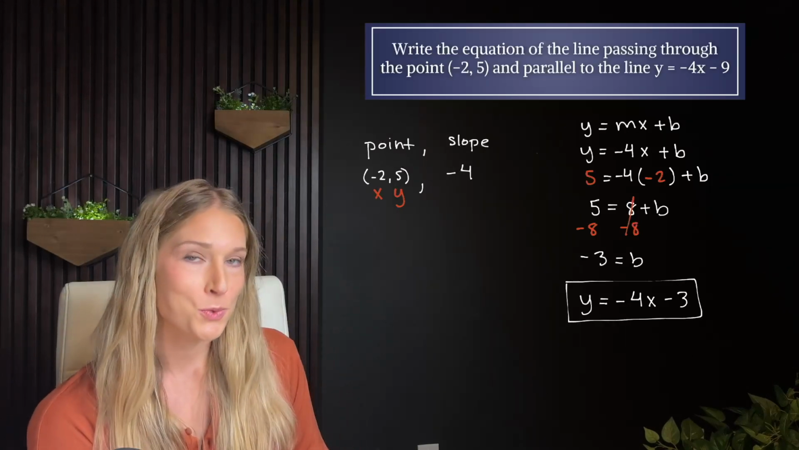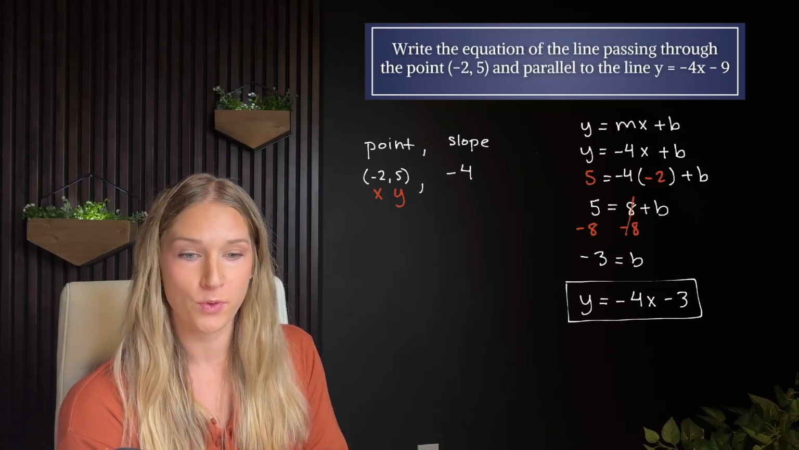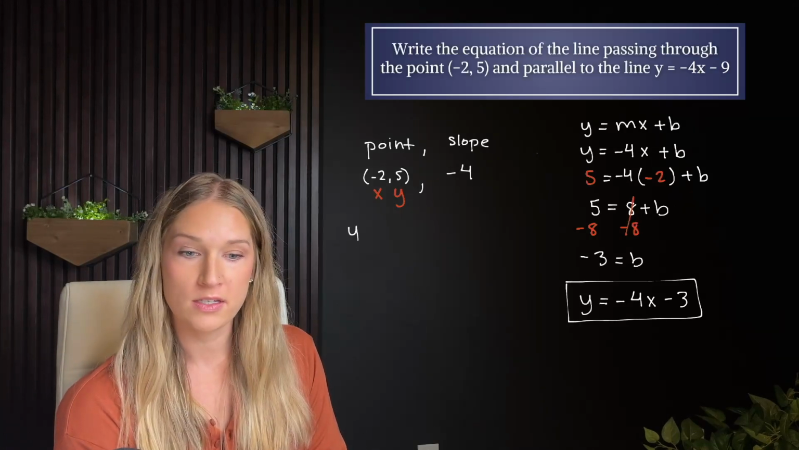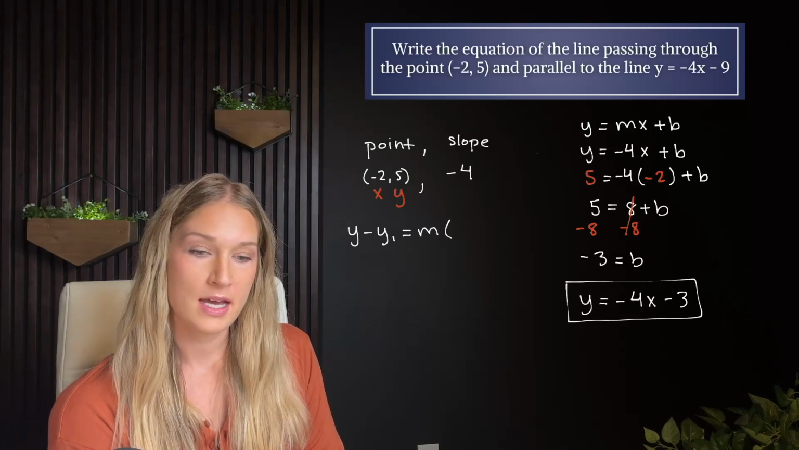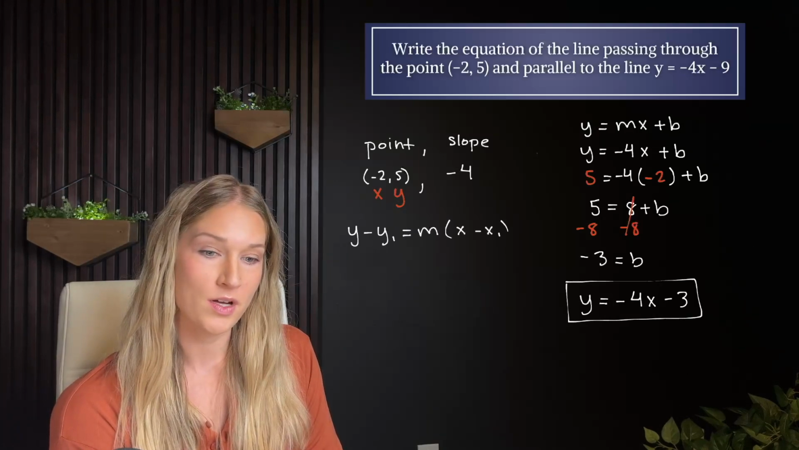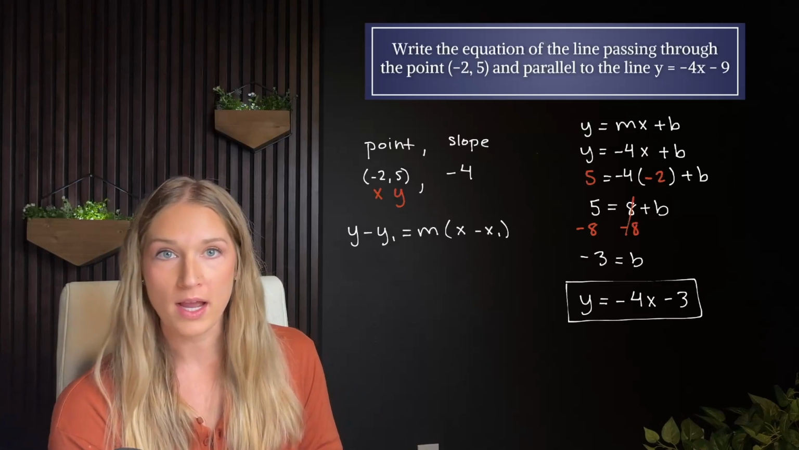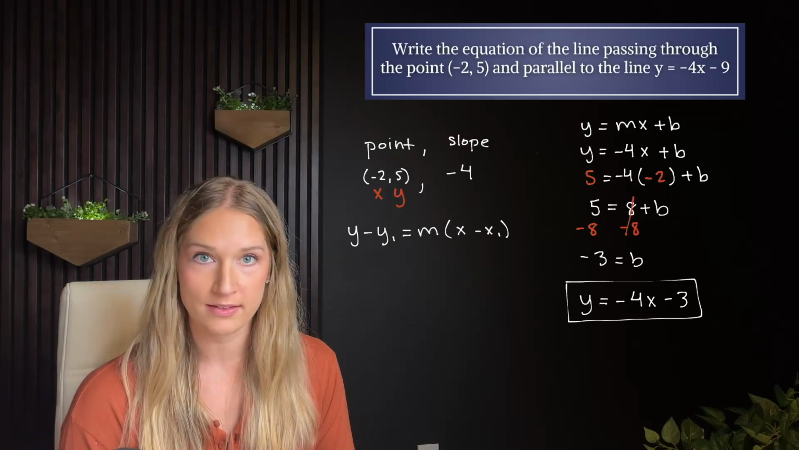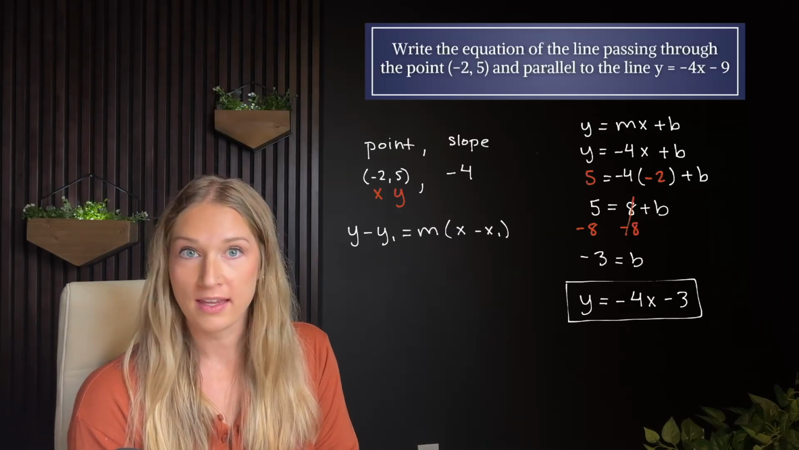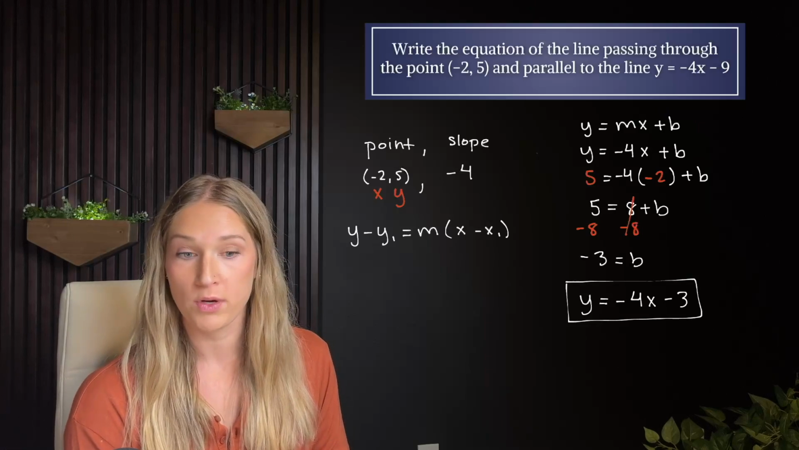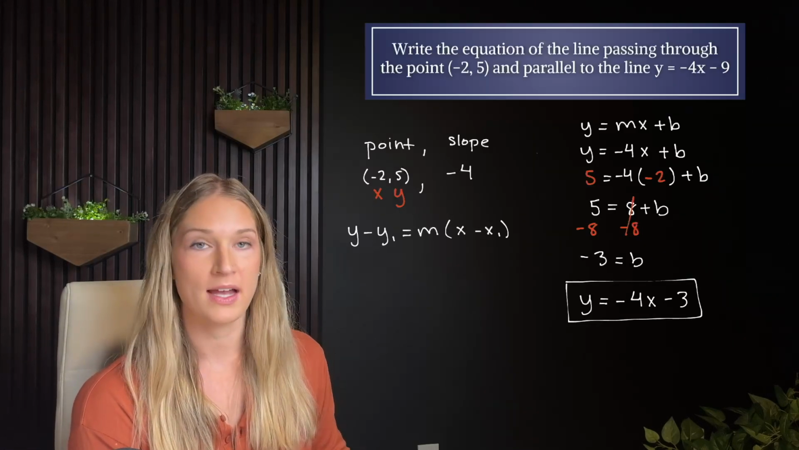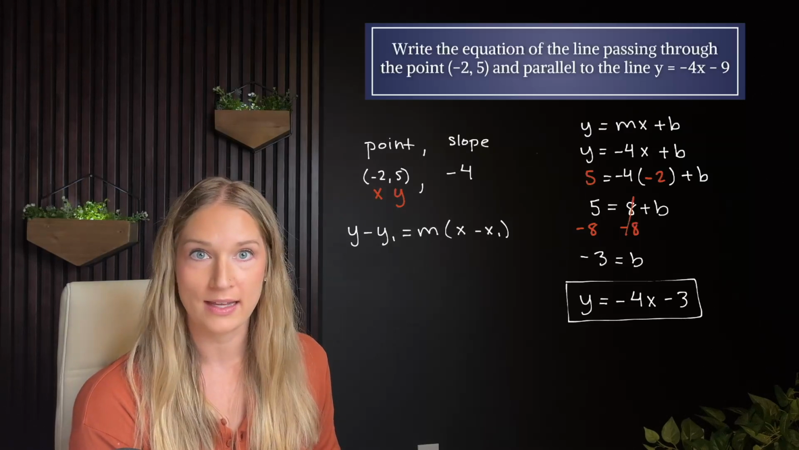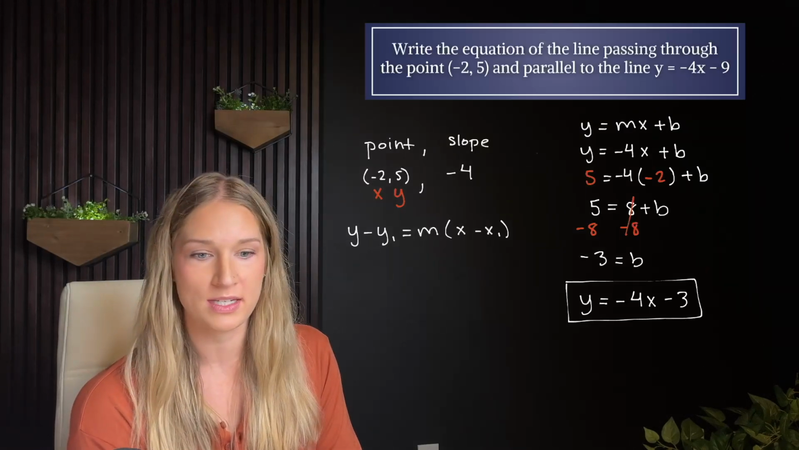Now option 2, you may have learned point slope form. Point slope form is the equation y - y1 = m(x - x1), where x1 and y1 are any point on your line. From here, I can plug in the x and the y value from the point that I'm given, as well as my slope, and just simplify, and that will be the equation of my line. So two different approaches that we can take.